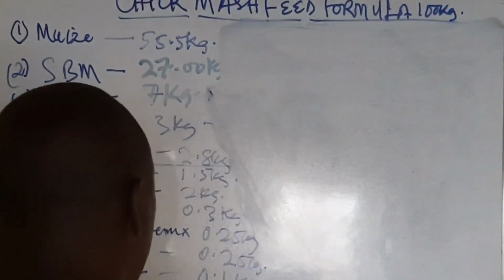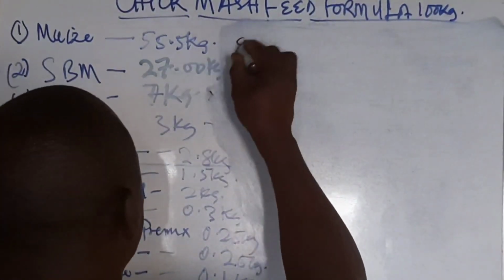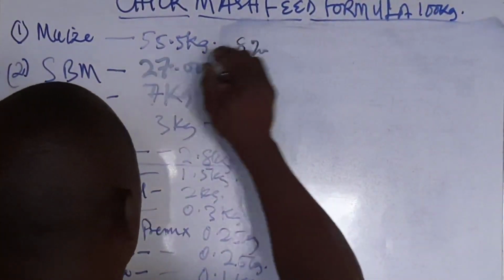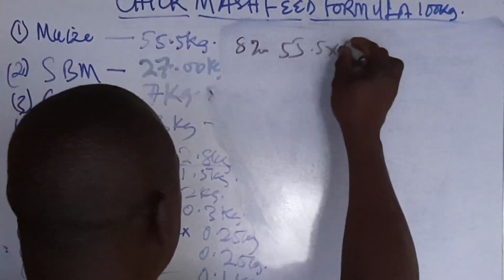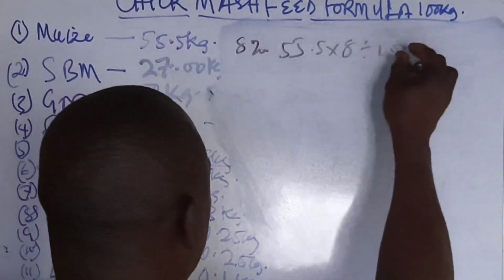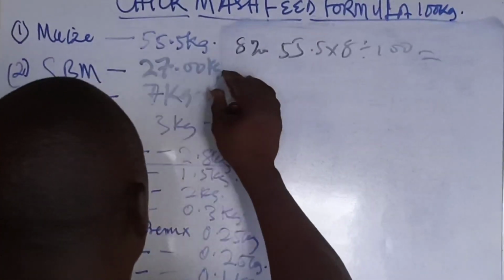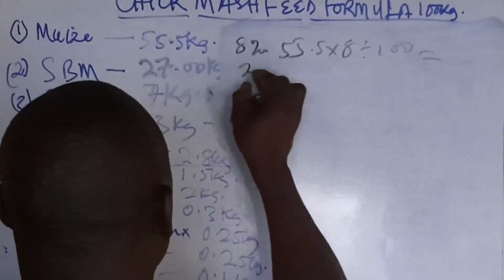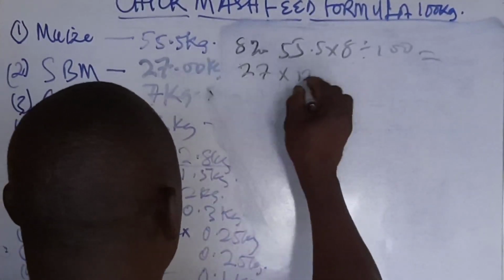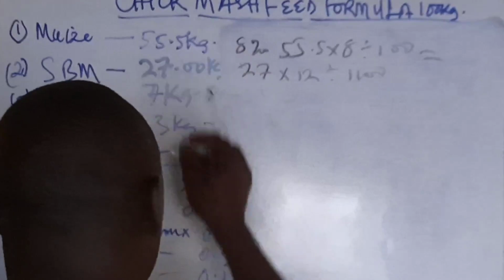Now, corn. If corn is 8% fat, what you do is 55.5 times 8 divided by 100. You get the one on corn. If soybean is 12%, you do 27 times 12 divided by 100. You do the same thing to all.